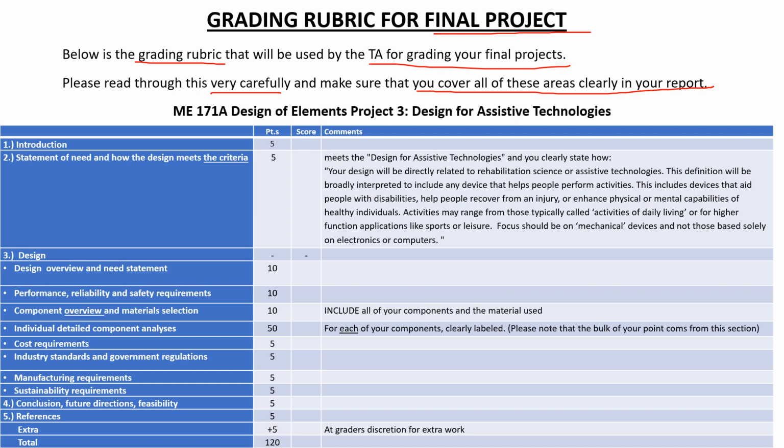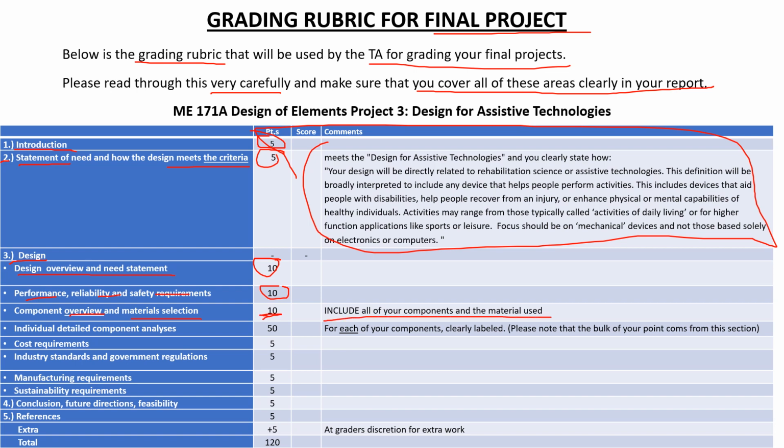So you can see the first thing is your introduction, 5 points associated with your introduction. Number 2 is the statement of need and how the design meets the criteria. And this is going to be 5 points here. And you can see over on the right, we have a description of what this is, some comments related to that statement of need. Then you have your design. You can see the design. I've broken this down. We talked about this earlier, and we've broken it down again here in the rubric. So the design, you have the design overview and statement need. 10 points. Performance, reliability, safety requirements, are those included? 10 points. Component overview of material selection, another 10 points there. And again, any detail related to that's going to be over here in the comments.